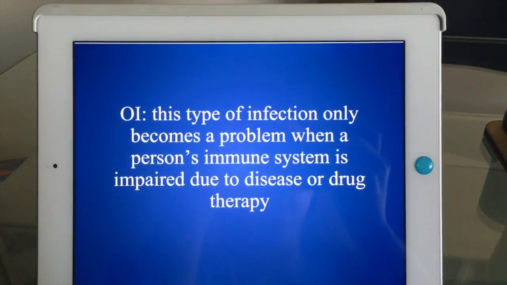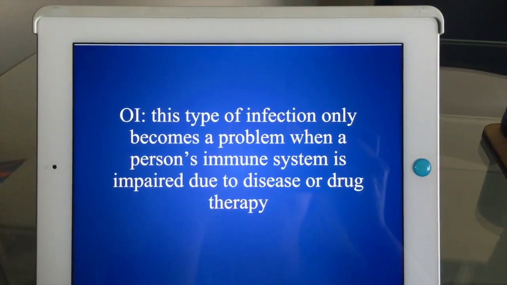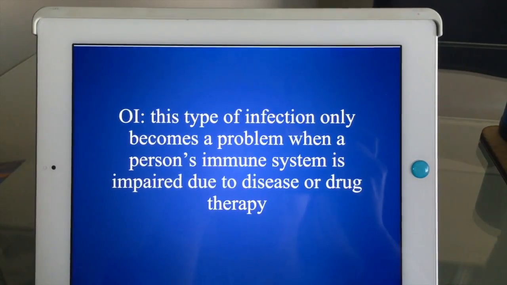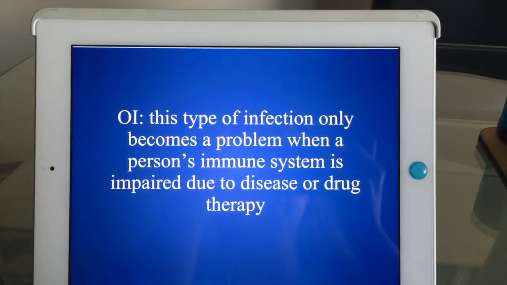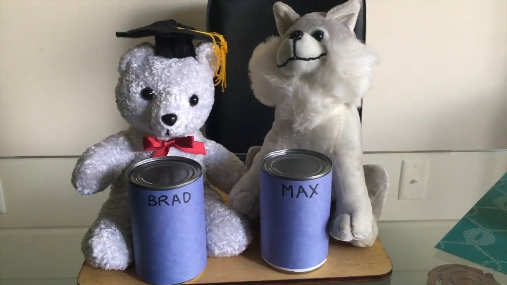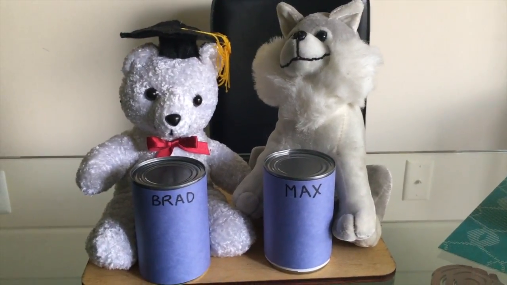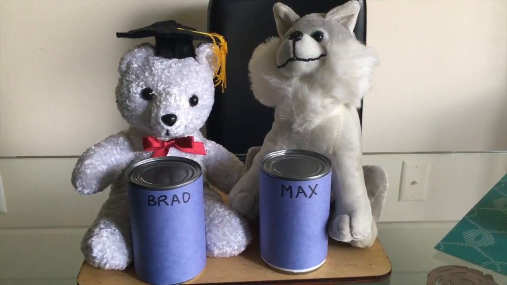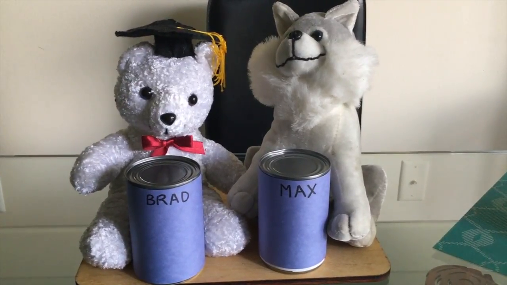Here's the first clue. OI. This type of infection only becomes a problem when a person's immune system is impaired due to disease or drug therapy. What is an opportunistic infection? You are correct for 200 points. Select your next clue, Brad.